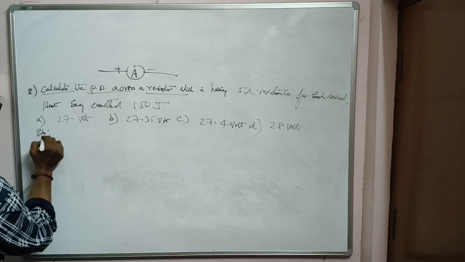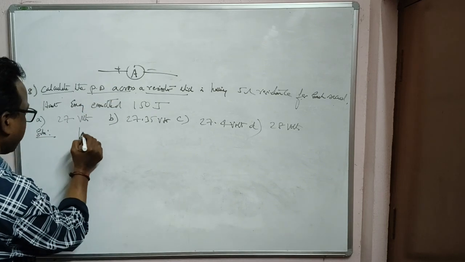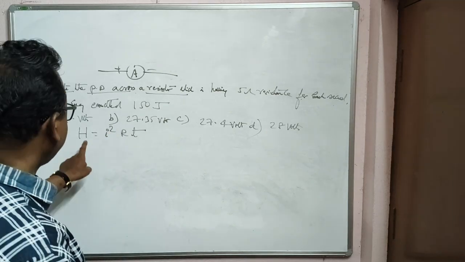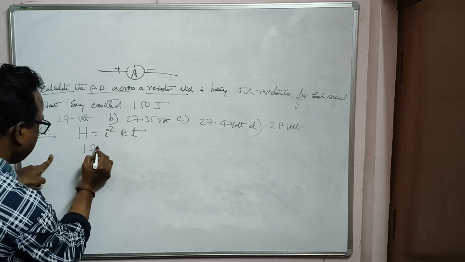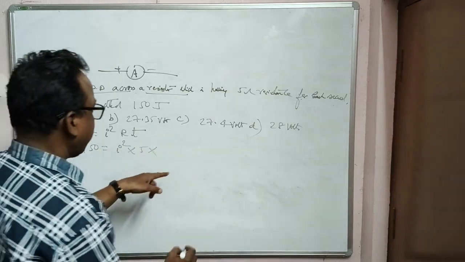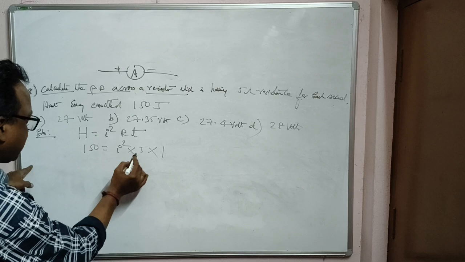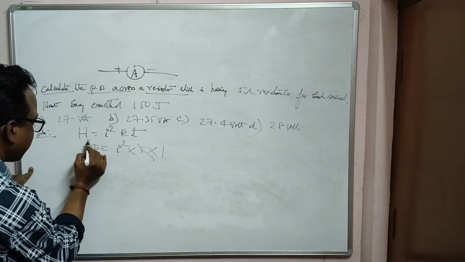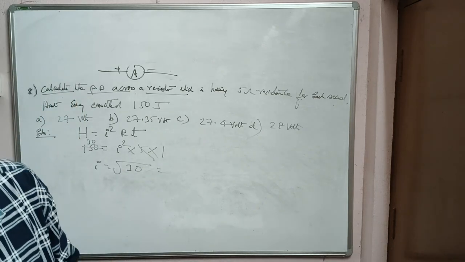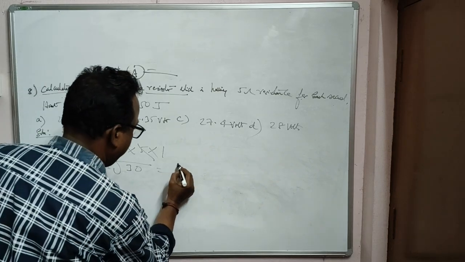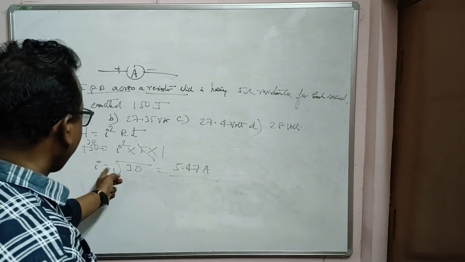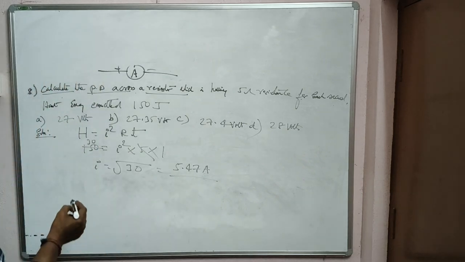Already I have given an equation for you in the concept in the first video. Heat energy H is equal to I square RT, and he has given the H value, 150 joules, equal to I square, I don't know the current, resistance is given 5. For every second he told time, that means 1 second. So I square is 30, so I is equal to root 30, which is nearly 5.47 current value.